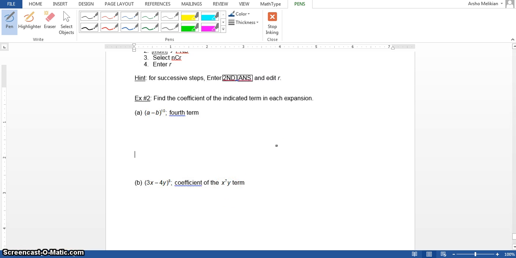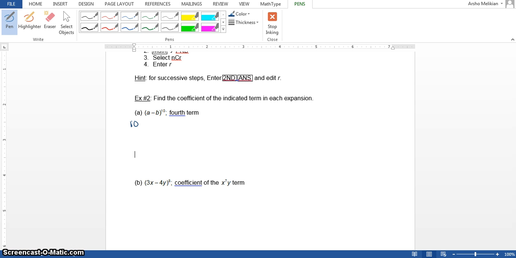It asks us to find the coefficient of the indicated term in each expansion. So here we have a minus b to the power of 10, and we want to look for the fourth term. Okay? So what we need is n and r. Okay, so n is equal to 10 because that's the exponent. Now, as far as r, if it's the fourth term, right? So r is the exponent of the second term, of the second variable.